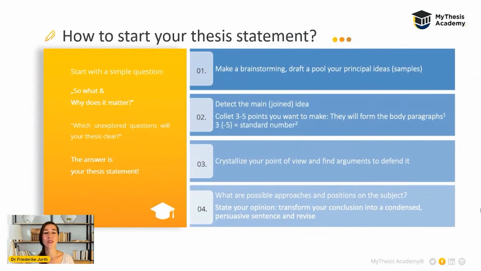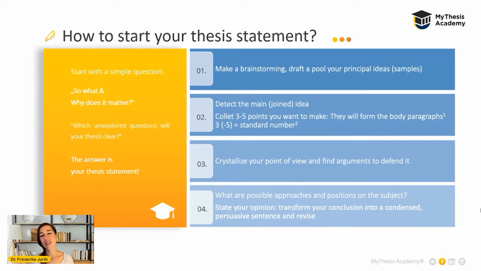Now we will get over to the question of how do you start your thesis statement? How do you create the thesis statement? You can start by answering a simple question. So what? Or also, why does it matter? So you should find out which unexplored questions your thesis will clear, and the answer you will find in your thesis statement.